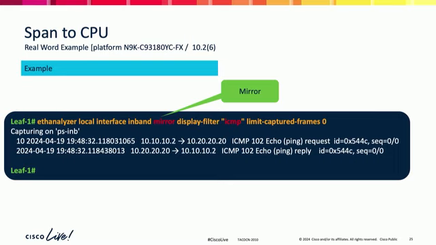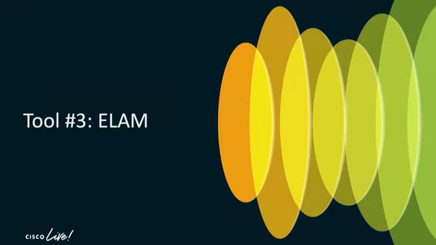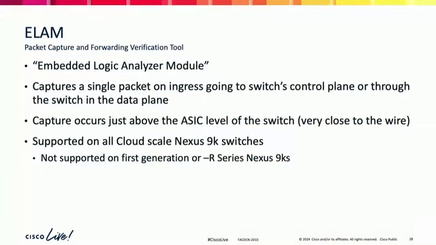Like Vinay said, whenever you have a scenario where the traffic isn't being punted to the CPU, or it's not being seen as pass-through traffic in SPAN to CPU, what tool can you use? Where do you go to figure out what the switch is receiving and how we're forwarding it? In that case, you can use our third tool, the ELAM, also known as the Embedded Logic Analyzer Module. This packet capture tool takes a single packet coming in on ingress to the switch, either directly to its CPU or through it in the data plane, and from there determines the forwarding decision.